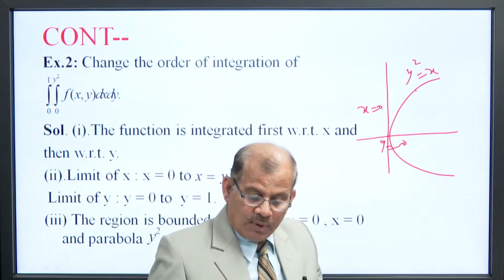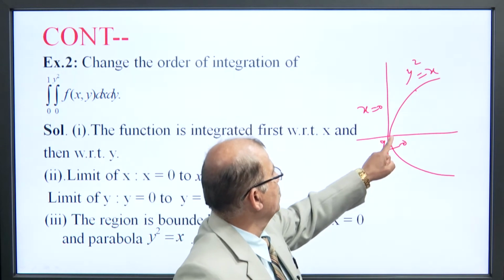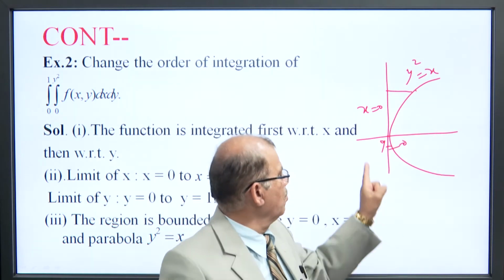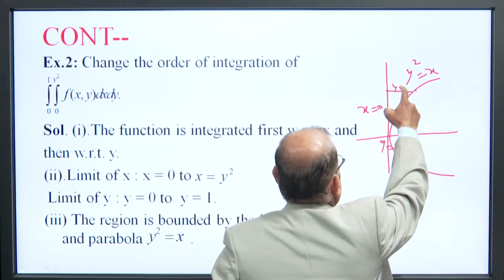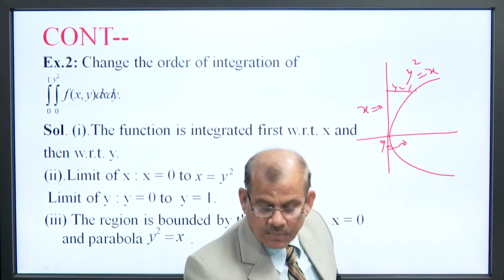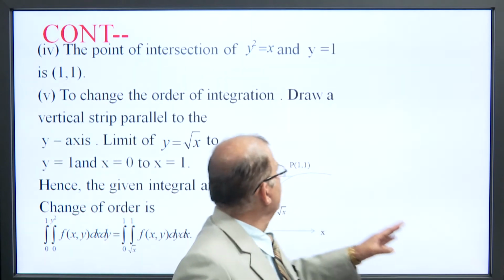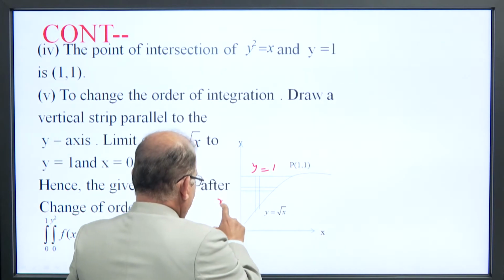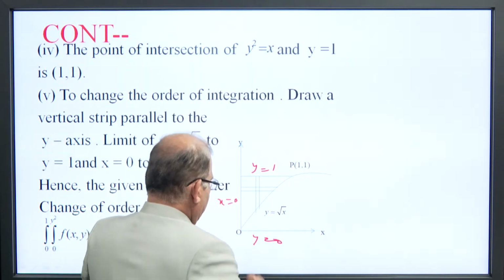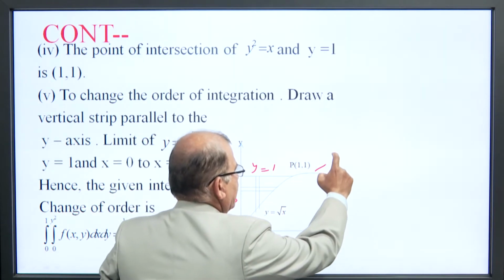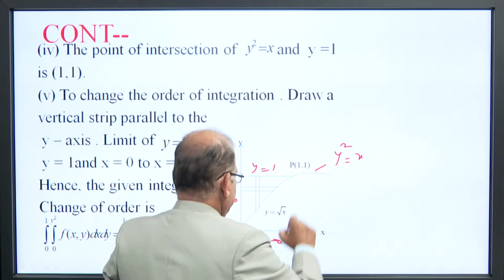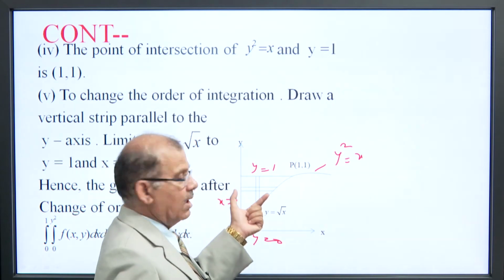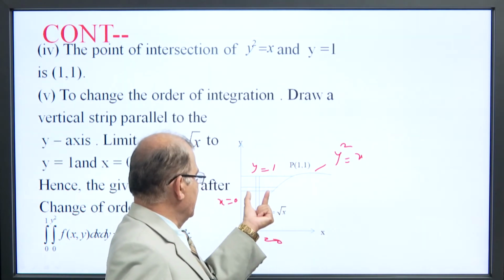We have already shown in this figure the lines y equals 0 and y equals 1, x equals 0, and y square equals x, which is a parabola. This means we have a variable limit of x given.